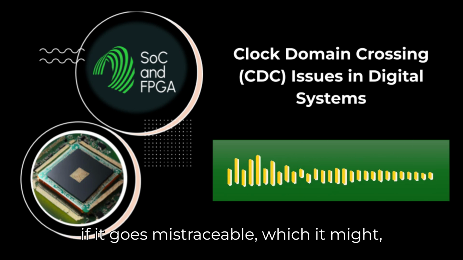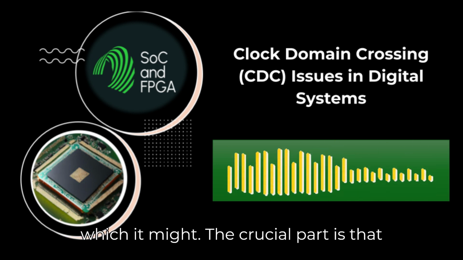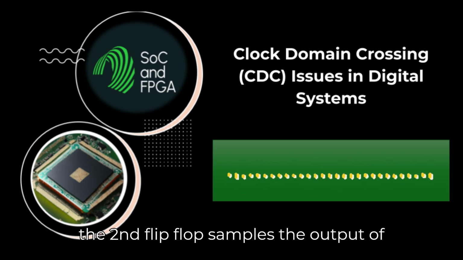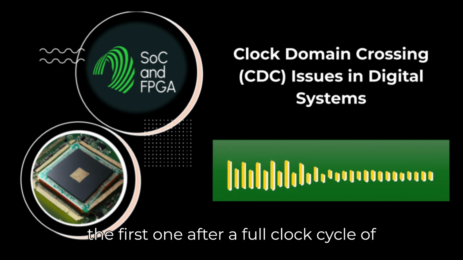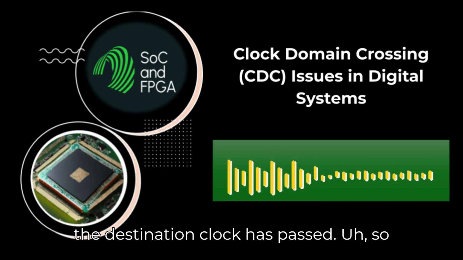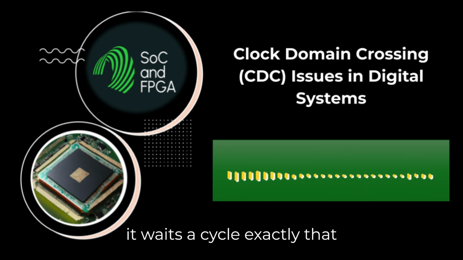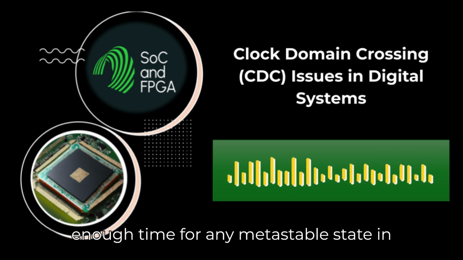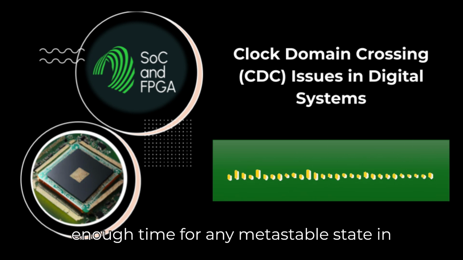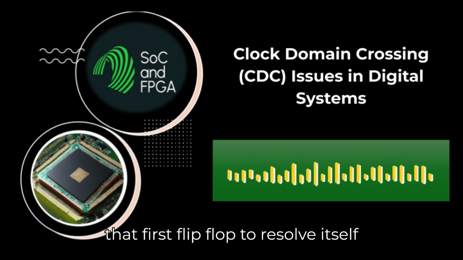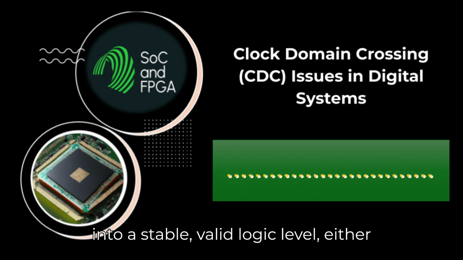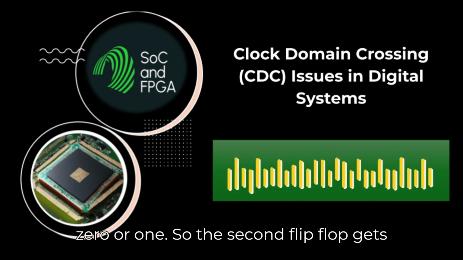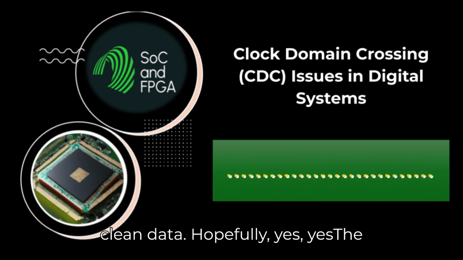Now, if it goes metastable, which it might, the crucial part is that the second flip-flop samples the output of the first one after a full clock cycle of the destination clock has passed. So it waits a cycle. Exactly. That delay provides critical time, usually enough time for any metastable state in that first flip-flop to resolve itself into a stable, valid logic level, either 0 or 1. So the second flip-flop gets clean data.